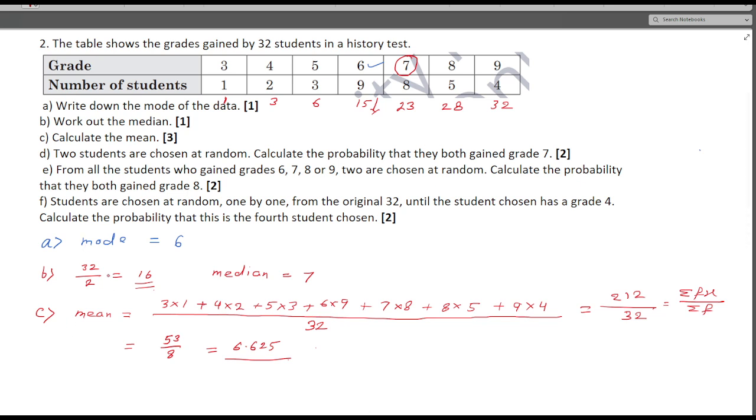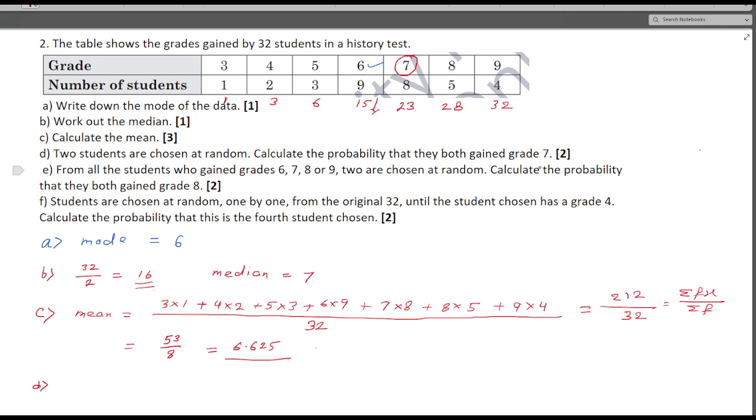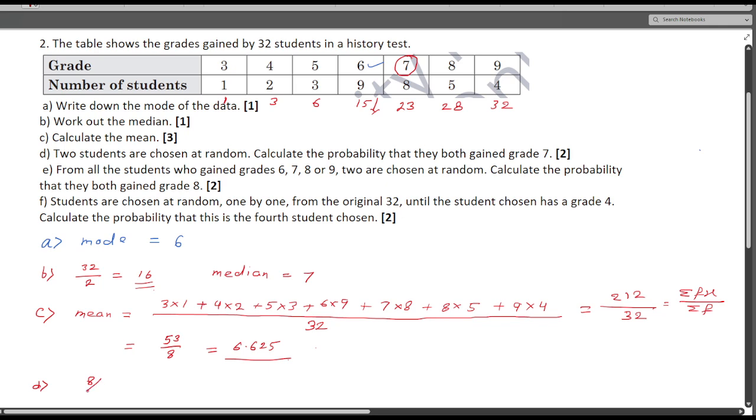Now D: 2 students are chosen at random. Calculate the probability that they both gained grade 7. So we have to find the probability that they both gain grade 7. There are 8 such students. The first student getting grade 7 is going to be 8 divided by 32. Then the second student getting grade 7 is going to be 7 divided by 31.